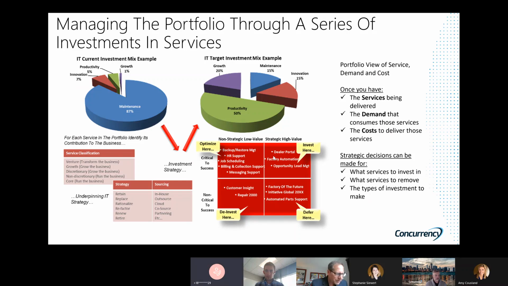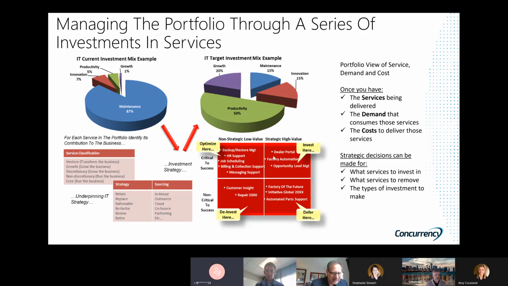Those are services I want to keep investing in. Those are the ones where I want to get more money to actually keep moving forward with those. I may have ones below that are down the road in the future. So these may be, I defer costs for that, and that's my strategy there.